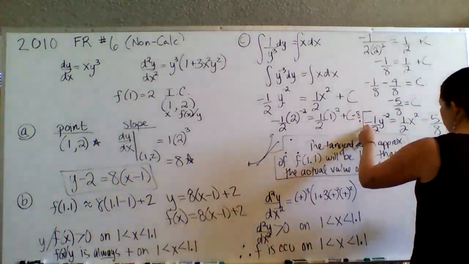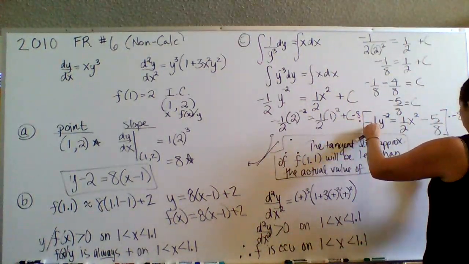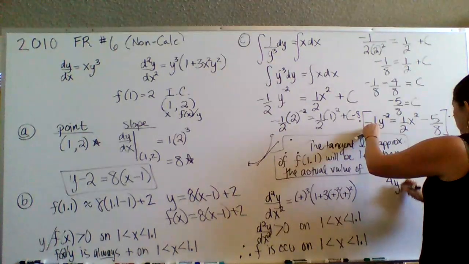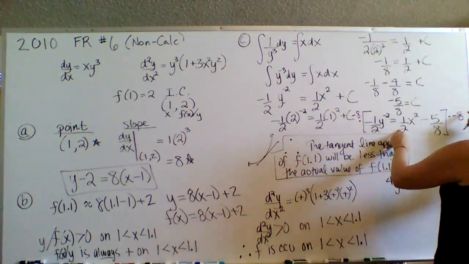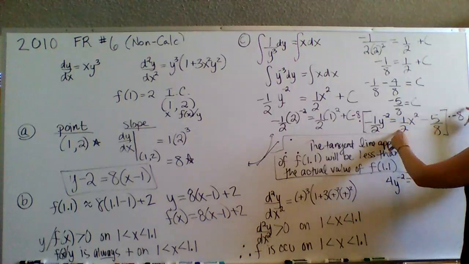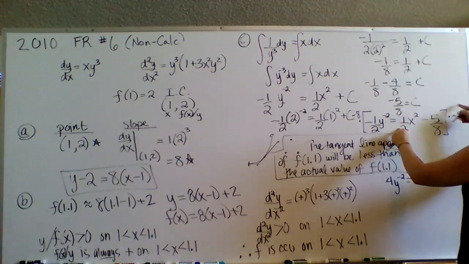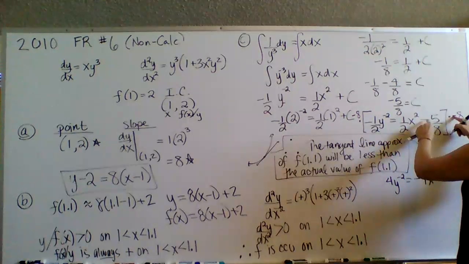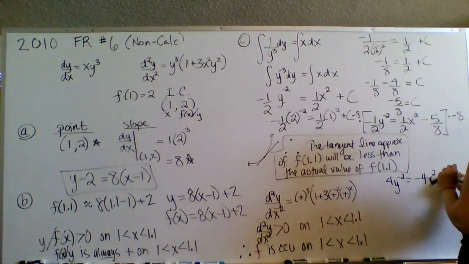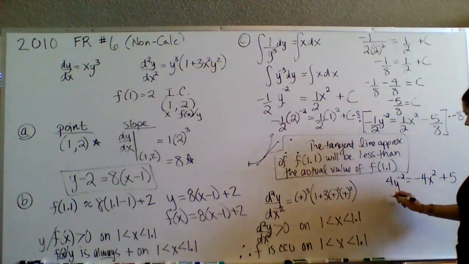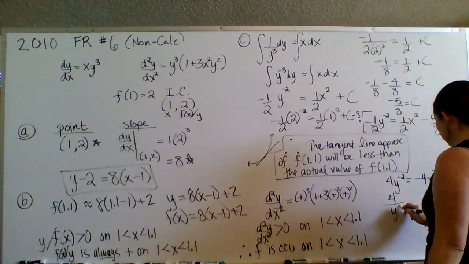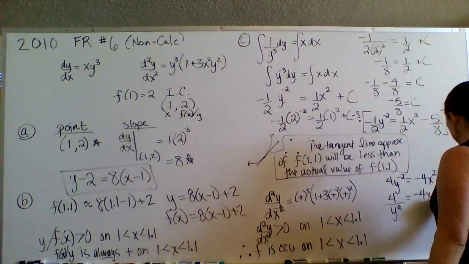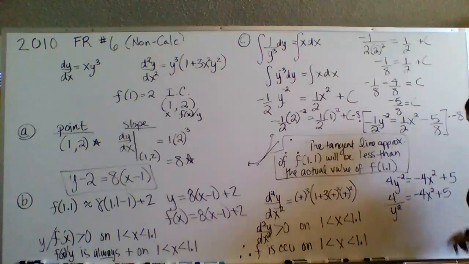So that negative times the negative would turn positive. 2 goes into 8 4 times. So this would turn into what? 4y to the negative second equals here. It would introduce a negative. 2 goes into 8, negative 4 times. Negative 4 times x squared gives us negative 4x squared. Here this negative times a negative turns to a positive. The 8's would cancel and we would just get plus 5. So this is really 4 over y squared equals negative 4x squared plus 5.